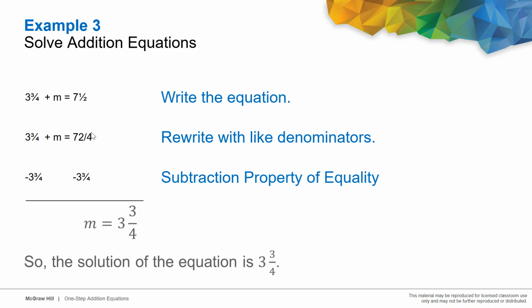Sorry, it's not 72 divided by 4. I don't know what happened there. It's 7 2/4, which is the same as 7.5. Then we can subtract 3 3/4 from both sides to isolate our m, our variable on this side. And so when you do that subtraction, 3 3/4 minus 3 3/4 is 0, so we have m left over. And we have 7 2/4 minus 3 3/4, which is going to be 3 3/4. So m is equal to 3 3/4.